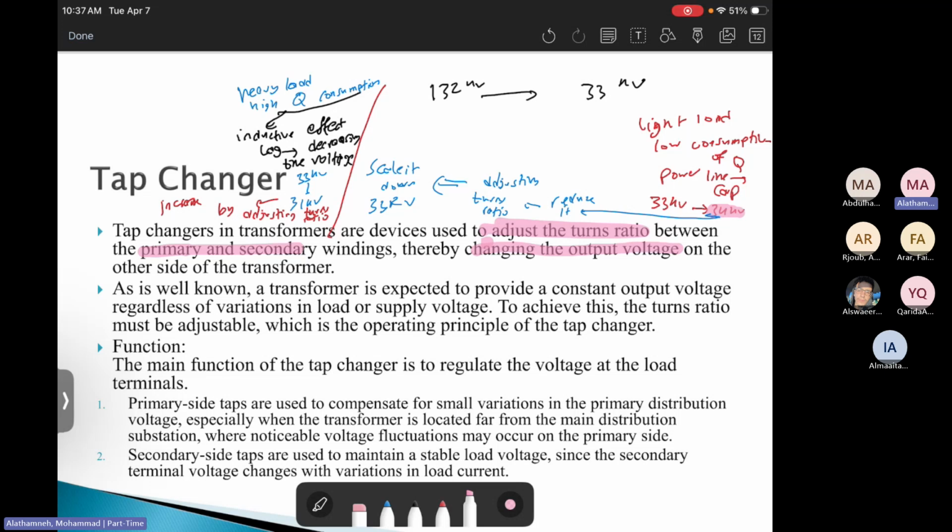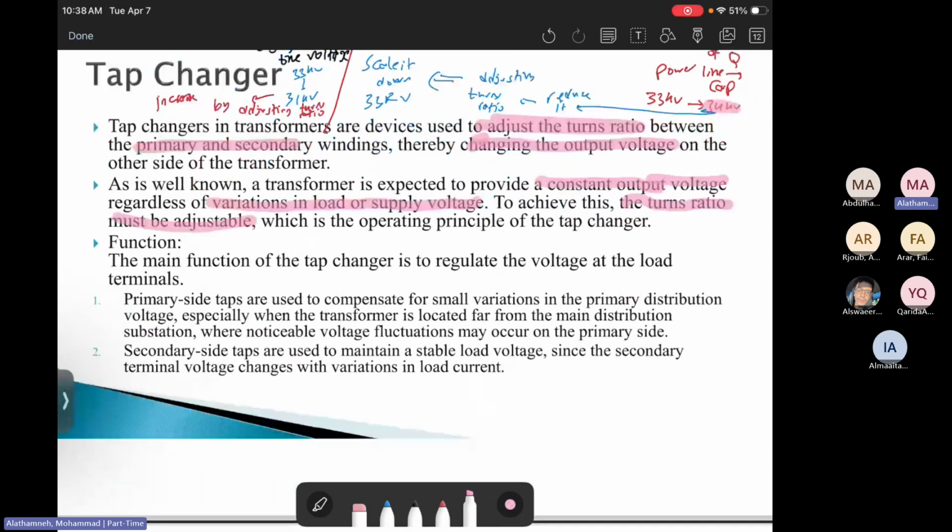As we know, the transformer is expected to provide a constant output voltage, regardless of the variation of the load or the supply voltage. Because a load variation will cause a voltage variation, we need to adjust the turns ratio to maintain a constant output voltage. So again, the main function of the tap changer is to regulate the output voltage to make it constant. We need to make it 33 kilovolts. We don't want it to be 31 or 35, so just make it 33.